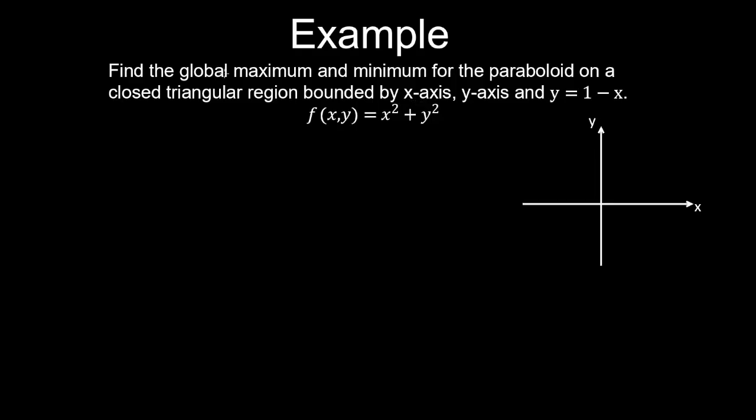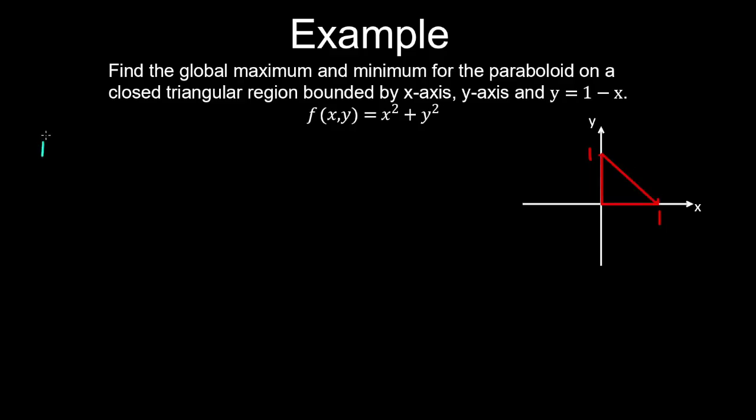Find the global maximum and minimum for the paraboloid on a closed triangular region bounded by the x-axis, the y-axis, and the line y equals 1 minus x. So at x equals 0, y is equal to 1, and when x equals 1, y equals 0.